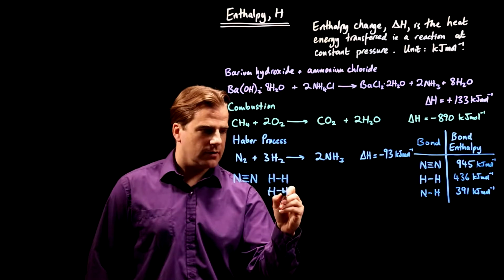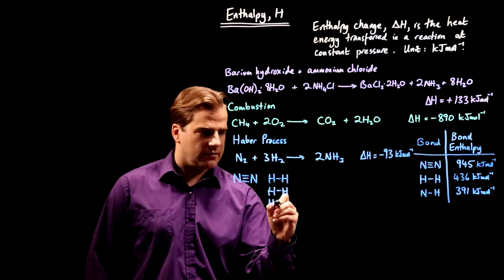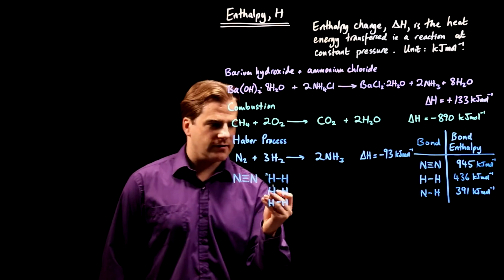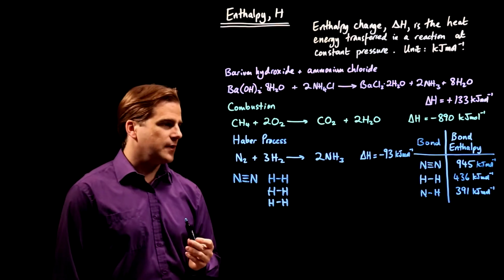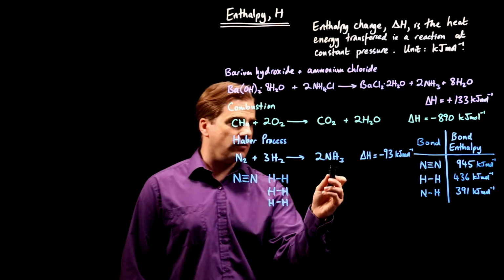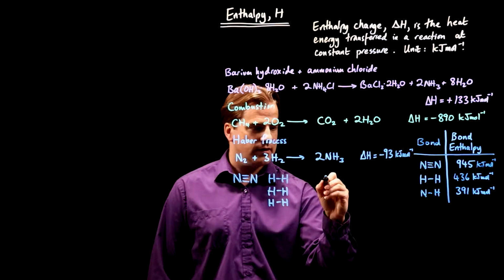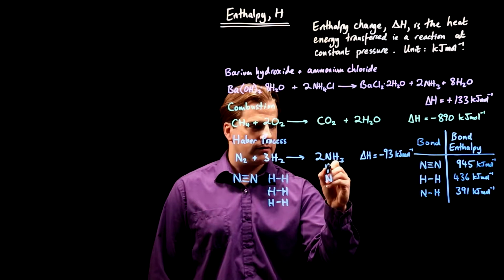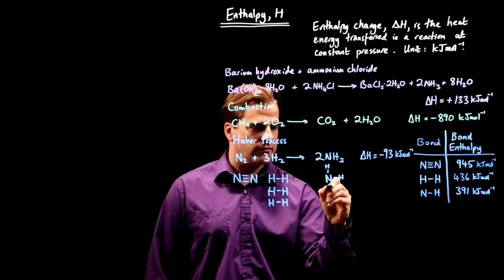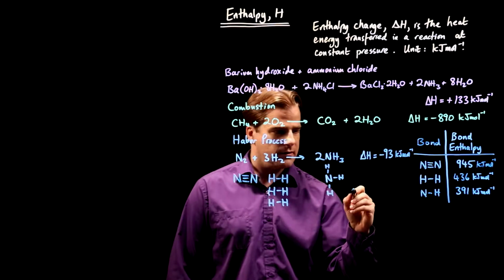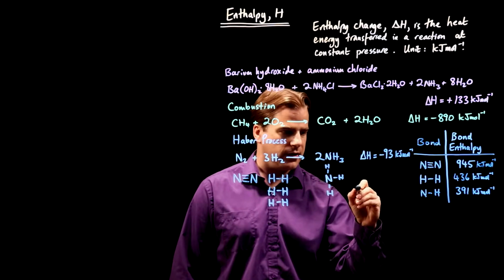So this is what the reactants look like. And the products, there's 2 ammonias. So NH3, it's nitrogen with 3 hydrogens on it, and another one here.